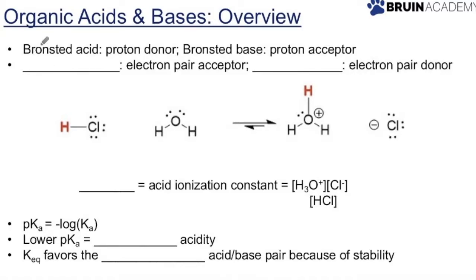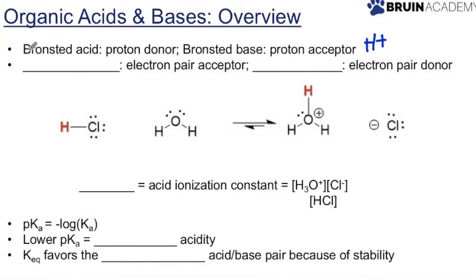So here we have Bronsted acids and Bronsted bases, and there are multiple definitions of acids and bases. But the Bronsted definition states that a Bronsted acid is a proton donor, meaning it donates a hydrogen or an H+, and the Bronsted base is a proton acceptor, so it accepts the H+.